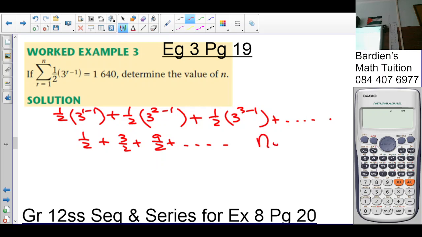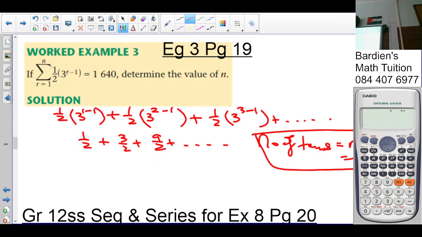Number of terms is going to be n minus n plus 1, which is n. So this is n amount of terms. It won't always be n. It could be n plus 2 or n minus 1, whatever, depending on the starting point. Okay? Who's confused? Nobody yet.